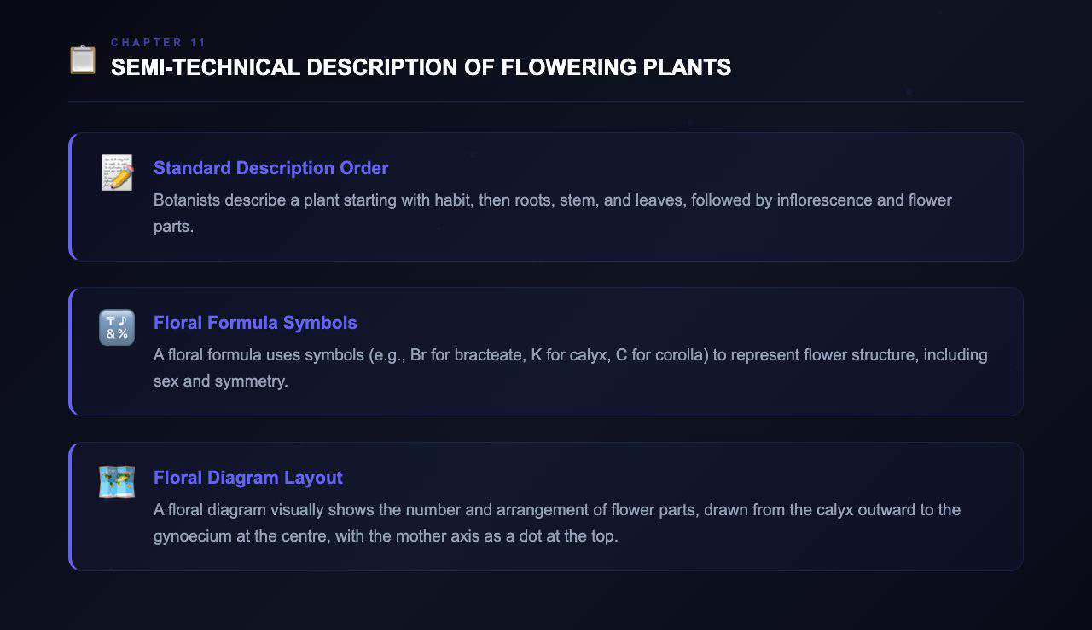A floral diagram shows the number of flower parts, their arrangement, and relationships. The diagram starts with the calyx, then corolla, androecium, and finally the gynoecium at the center. The mother axis is represented by a dot at the top.